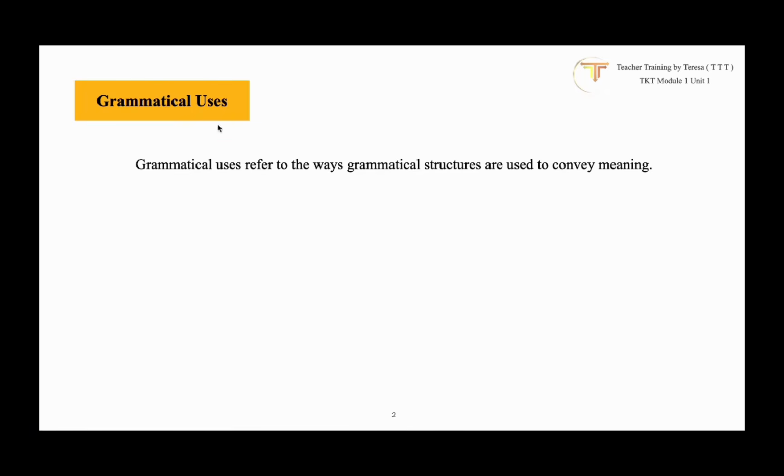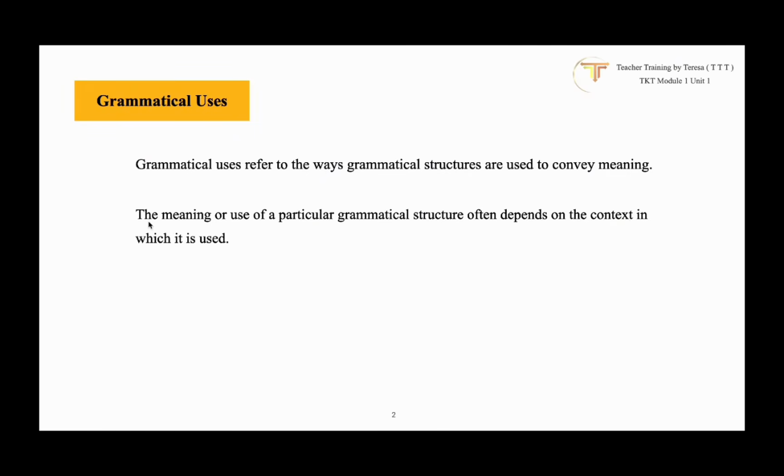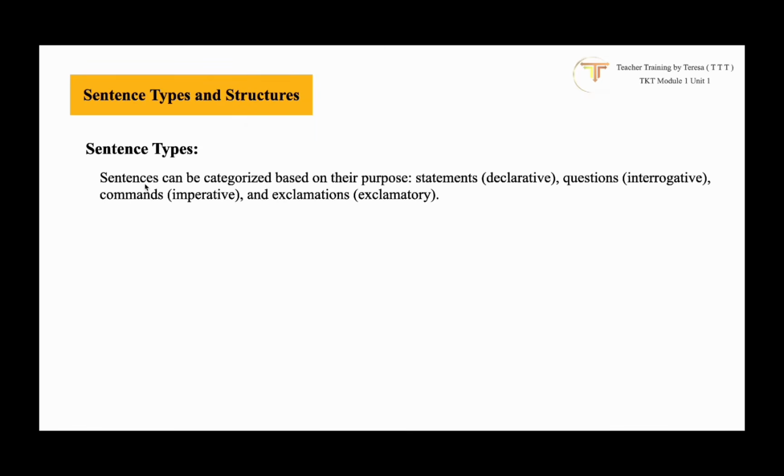Grammatical uses. Grammatical uses refer to the ways grammatical structures are used to convey meaning. The meaning or use of a particular grammatical structure often depends on the context in which it is used. Sentence types and structures. Sentence types: sentences can be categorized based on their purpose: statements, or declarative; questions, or interrogative; commands, or imperative; and exclamations, or exclamatory.